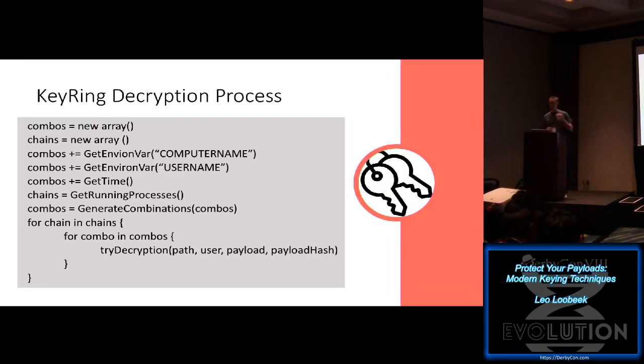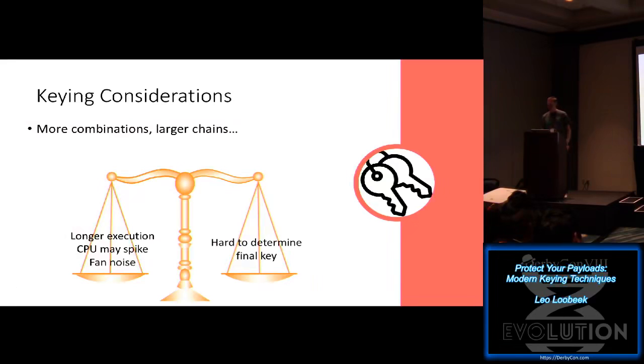So basically, we're just running through. For each running process, we're going to try each combination and decrypt each time. And if none of it works, we'll just move on to the next running process, try each combination, until it either finds it or it doesn't.